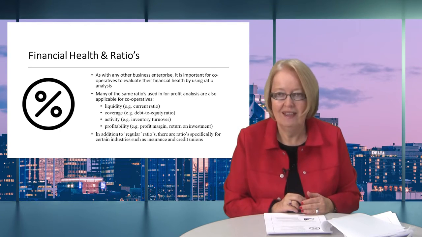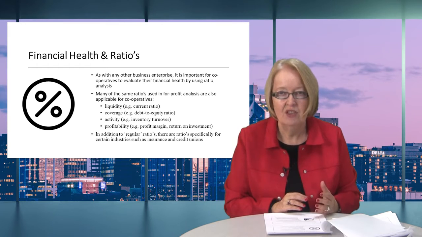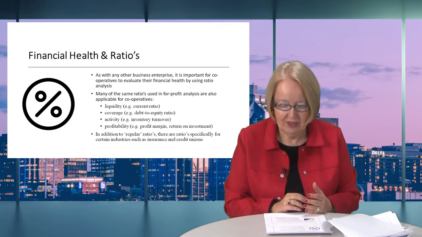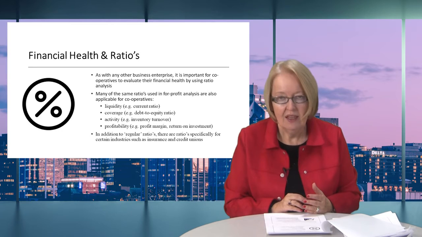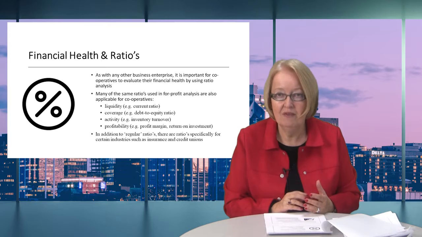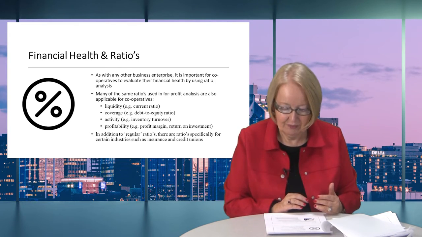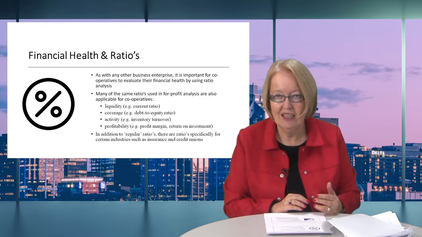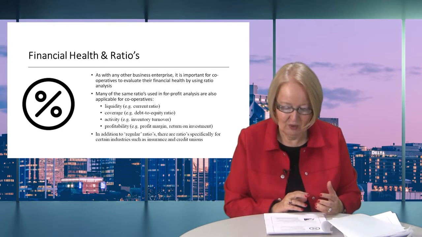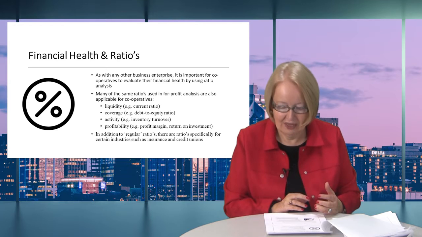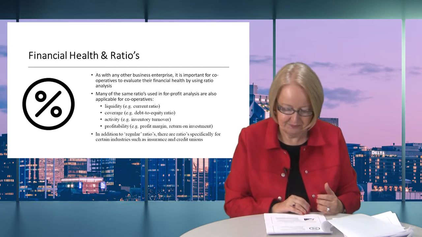Coverage. Here you look at debt to equity. So how does your co-op compare to other organizations when you compare the level of debt to the level of equity that the organization has? And then we look at activity. So activity can be, for example, an inventory turnover ratio. So how quickly are you selling your inventory? And profitability, something that applies to everybody. So we're looking at profit margin and return on investment.